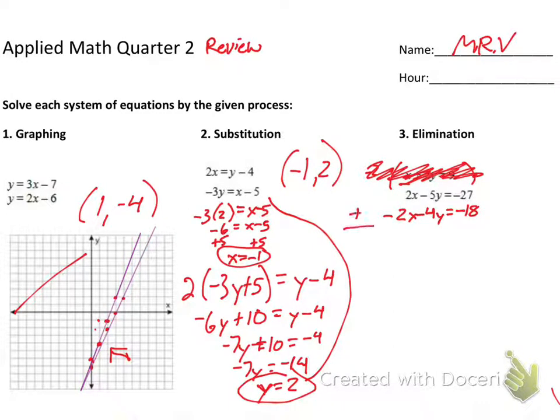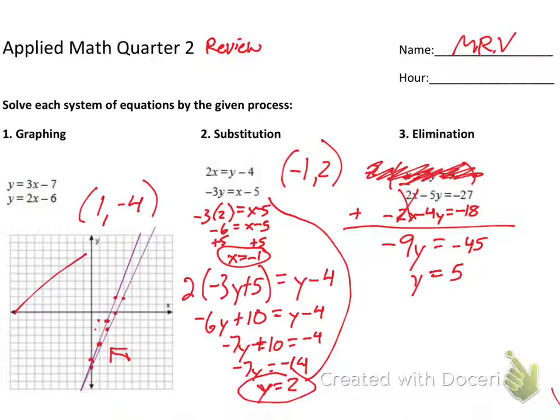Now I just need to add down. 2x and a negative 2x cross out. I'm left with negative 5y plus a negative 4y. So that's negative 9y is equal to negative 27 plus a negative 18, that's going to be negative 45. So my y is going to be equal to 5.